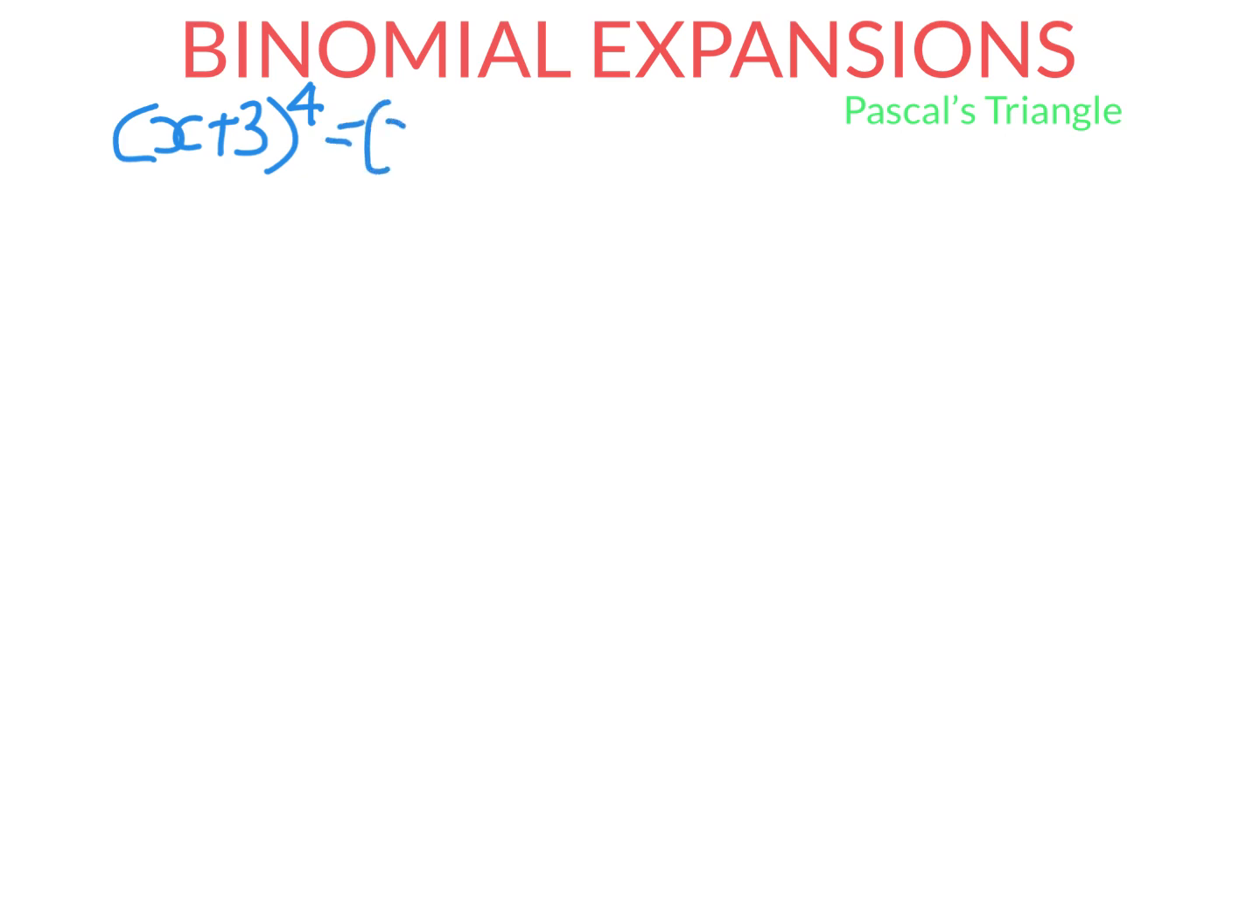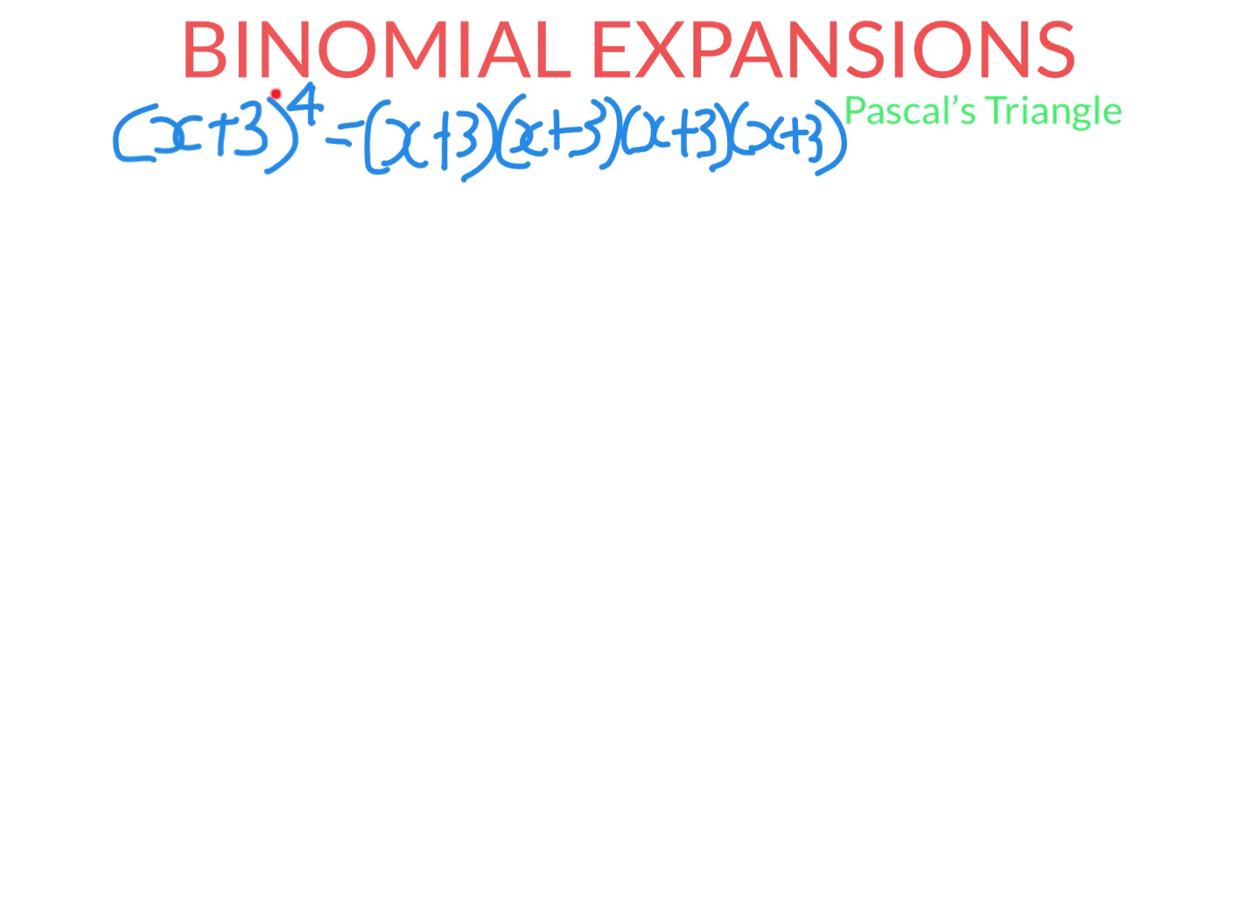Now, if I wanted to use FOIL on this, I'd be multiplying x + 3 by itself 4 times. This gets complicated very quickly. It might look simple, but really you've got to make sure you multiply everything in the first bracket by everything in every other bracket. Then you'd have to do the same for the second bracket, and so on. It would just take forever. So we need a quicker way to do this.